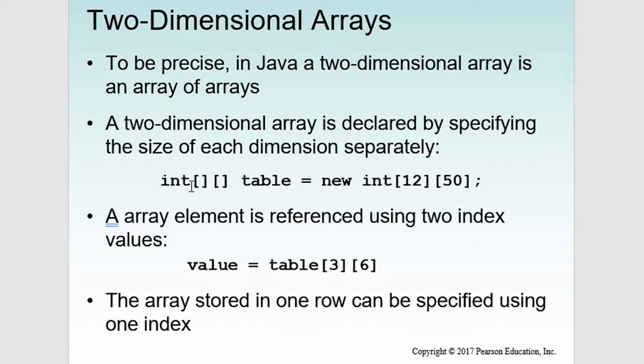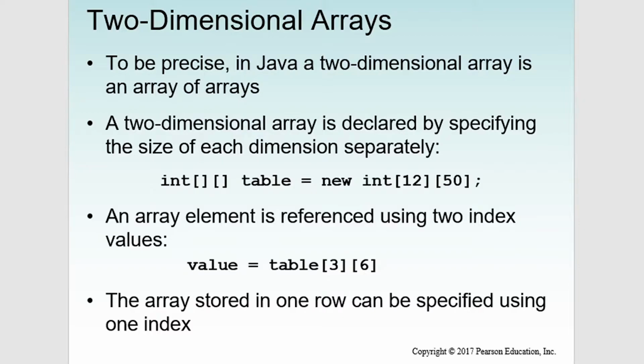So here's an example of a two-dimensional array being declared. You use two square brackets and then you use the size inside the square brackets. An array element is referenced using two index values. So if you wanted to reference a value in a two-dimensional array, now you have to use two indexes, one for the first dimension and one for the second dimension.